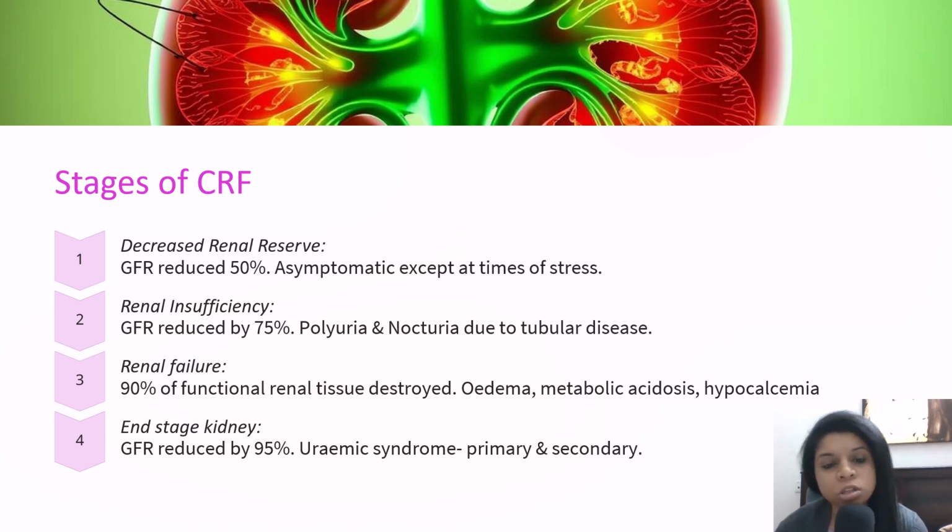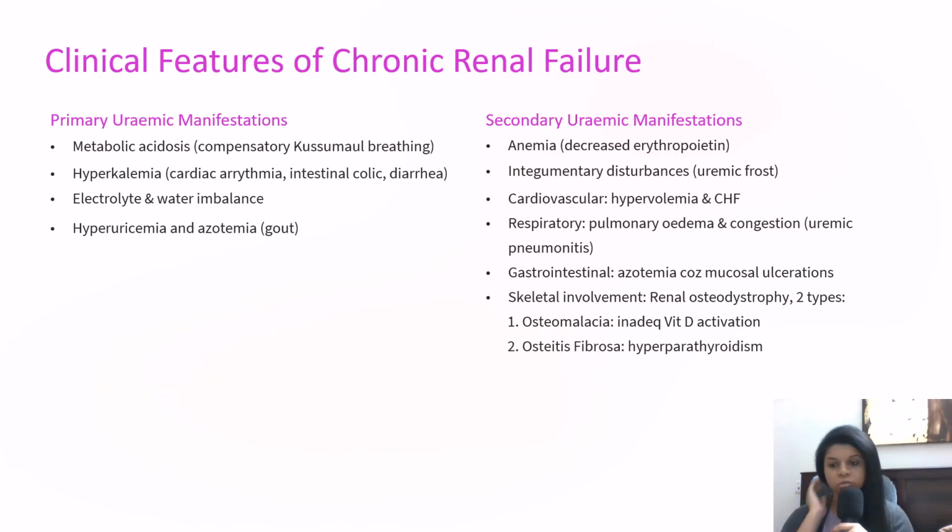Symptoms are also stage-wise. In the first stage, it's mostly asymptomatic unless the patient is in a stressful condition like infection or trauma. In the second stage, mostly the patient will have polyuria, nocturia and so on. In the third stage, the main symptoms like edema and metabolic disturbances start occurring. And in the end stage, the uremic syndrome is mainly seen, that is primary and secondary types of uremic syndrome. Uremia, I said, is azotemia with clinical signs and symptoms. Now let's see how primary uremic symptoms and secondary uremic symptoms manifest.